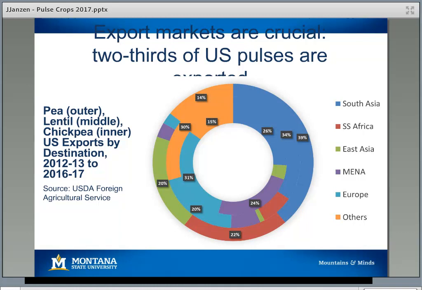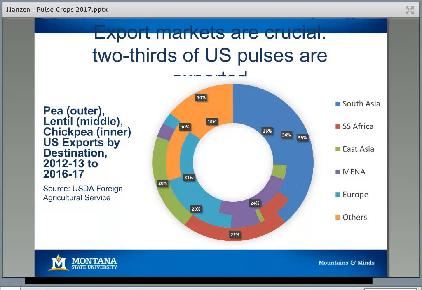We transship a lot of lentils through Canada. So we need our neighbors to the north. While they are our competitors, they're also one of our customers. So we're heavily trade dependent. It just points to the need for good working relationships.